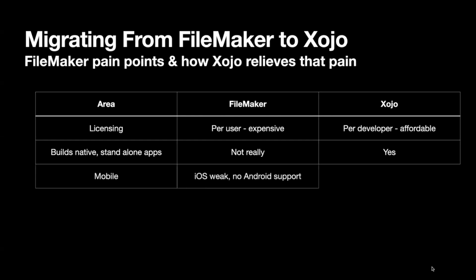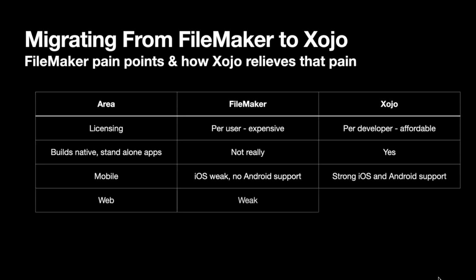Mobile. FileMaker has some mobile support. Their iOS support's not great, but it is there. They don't have any Android support. Xojo has very strong iOS and Android support. For the web, FileMaker's support for the web is kind of weak. We have great web support.